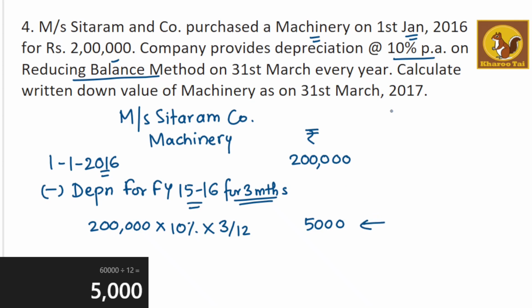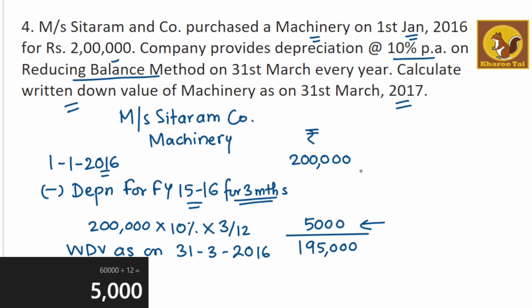But what is the question? They have asked the written down value as on 31st March 2017. So what is written down value? After deducting depreciation, you get written down value. 2 lakh minus 5,000 will give 1,95,000. And this is the WDV as on 31st March 2016.